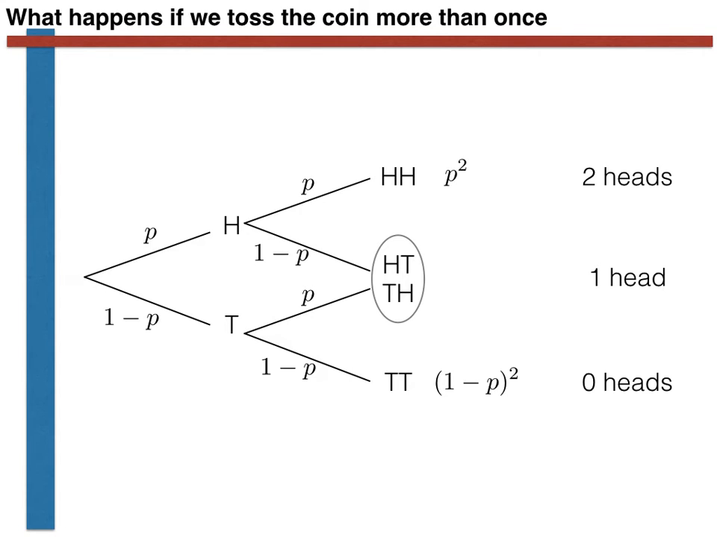Remembering that if events C and D are mutually exclusive, we can calculate the probability of observing C or D by taking the individual probability for observing C and adding to this the individual probability for observing D. We can thus state that the total probability of observing 1 head is just 2 multiplied by p times (1 minus p).